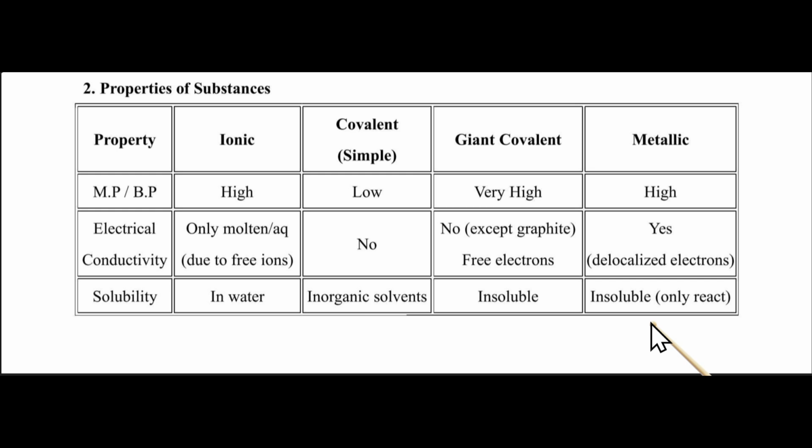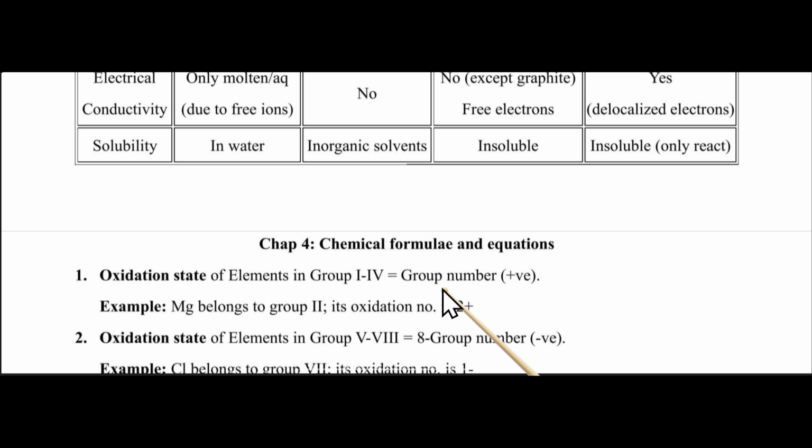What about the solubility? They are insoluble in water, but they can react with the water. Whenever you add sodium in the water, it will not dissolve in the water, but rather it will just react with the water and give you different products. So these are some of the properties of the ionic, covalent, giant covalent and metallic structures.